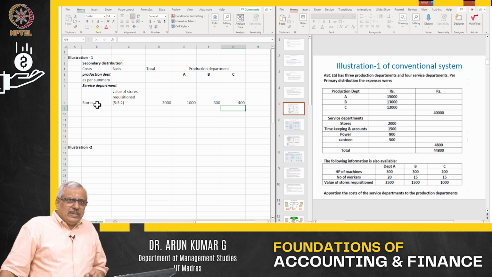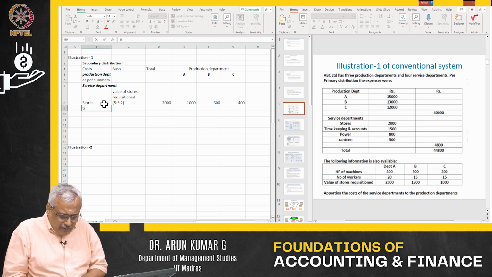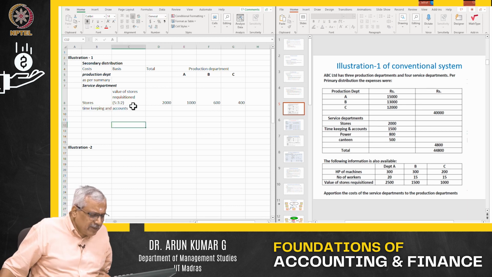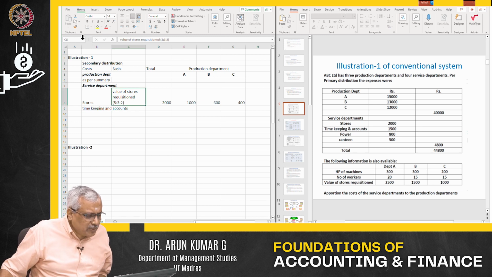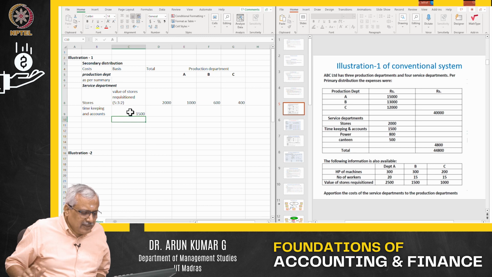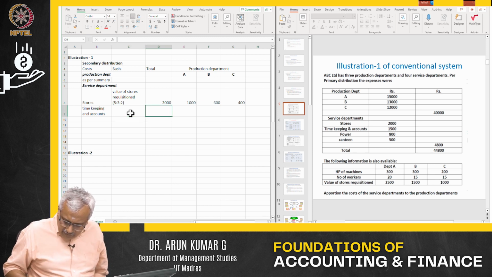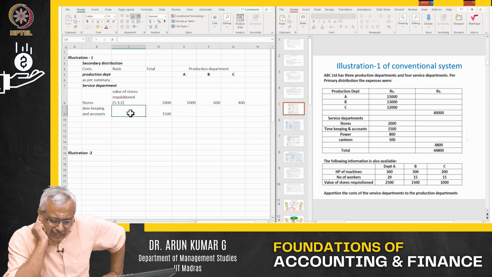Next, I move to the allocation. Let us say the next service department, in this particular case, is timekeeping and accounts. Timekeeping and accounts is $1500 in total, and this is just allocated.